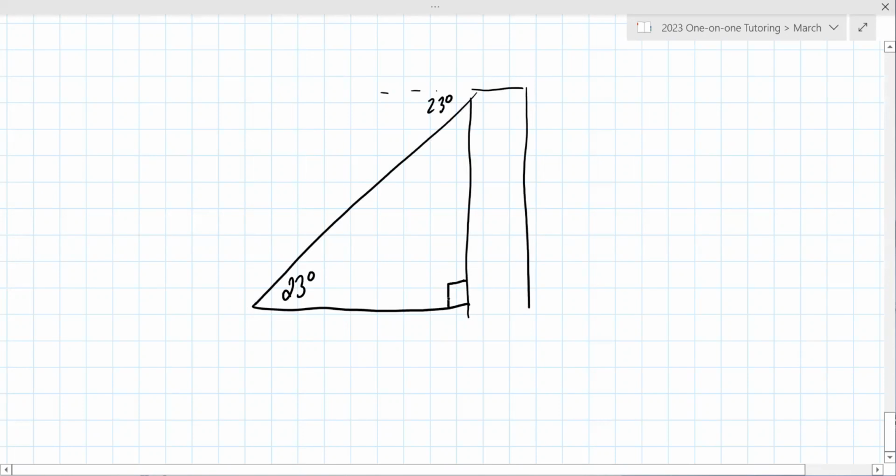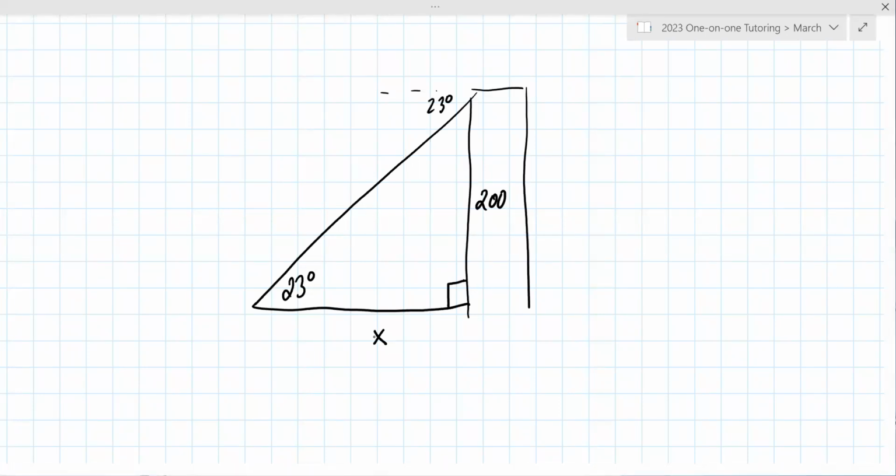And then they're telling you it's 200 feet tall. And then you're asked to find, and I'll just call it X this time, for horizontal. Does that match what you have? Yes. Okay. So this is the hard part. The hard part really is getting the drawing correct. If it were me and I had a teacher that was willing, I would go up and ask them, hey, is this right? Because everything you do from here, if this is wrong, you will get the wrong answer.